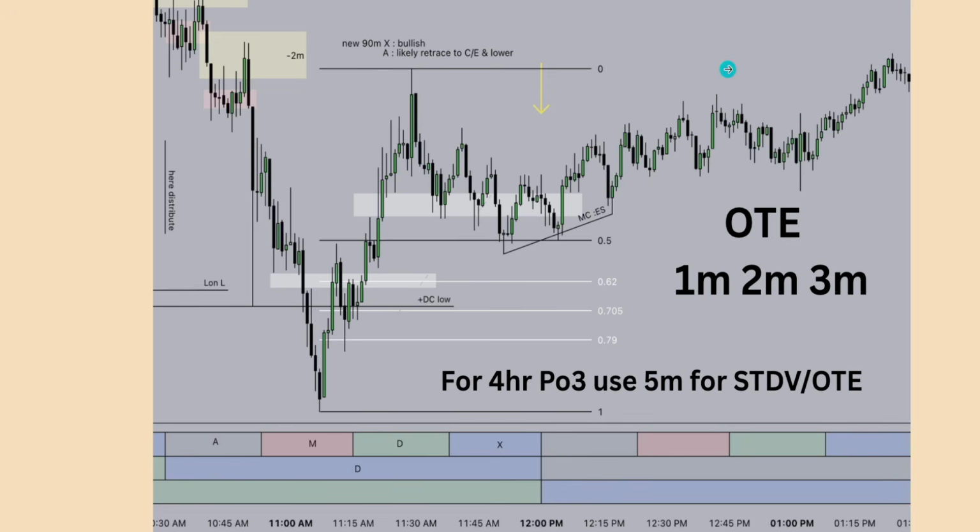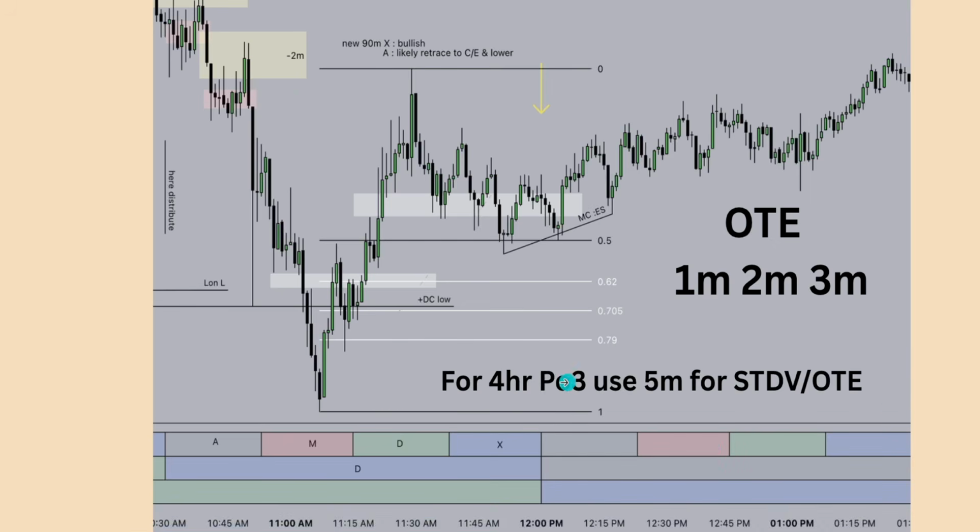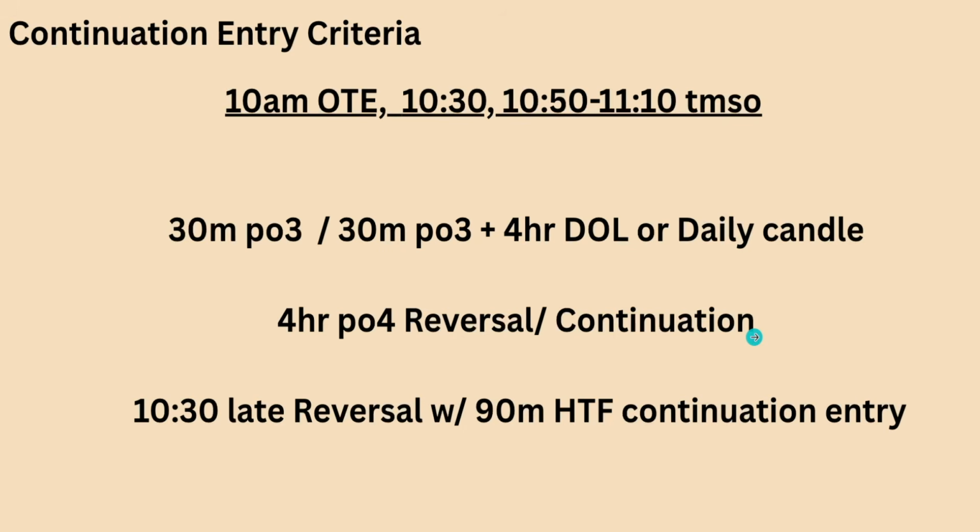So this is very unusual, this was kind of a weird day. I think it was a news day. I know it was slow. It was very slow for the rest of the day. But noted right here for the PO3, whether it's 30-minute or 4-hour, usually 4-hour because you have room for 5-minute candles to be printed. Use the 5-minute for standard deviation / OTE.